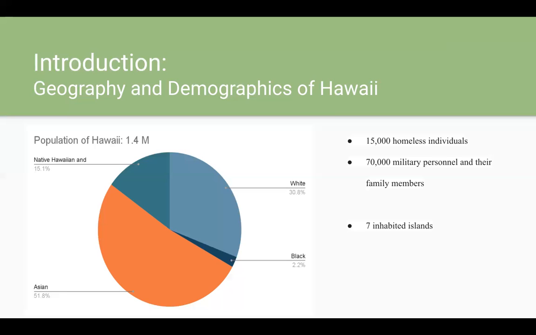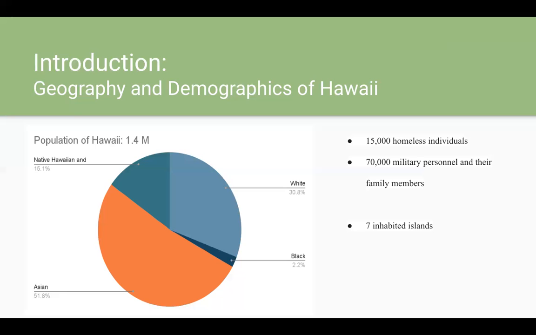Out of the whole population, about 30% are white. It could range anywhere from 30 to 40%. And then for Black, that takes up about 2% of the population. I also wanted to include homeless population.